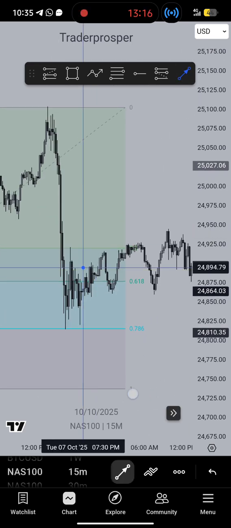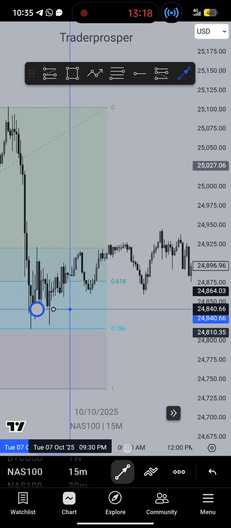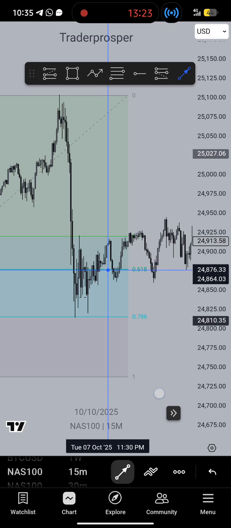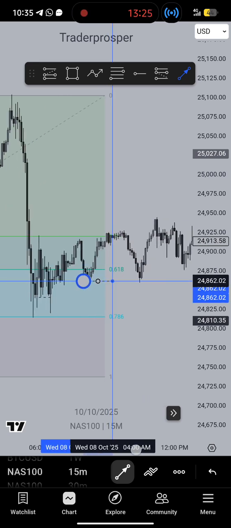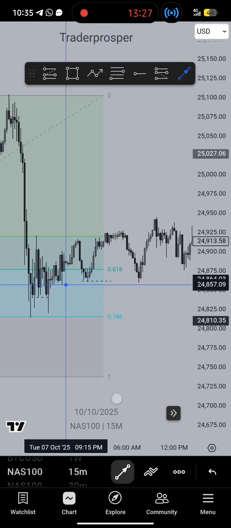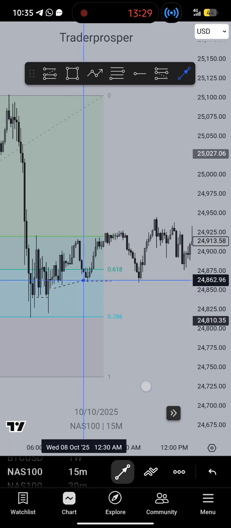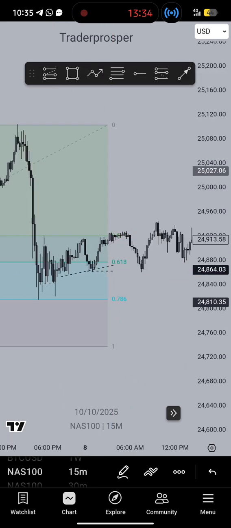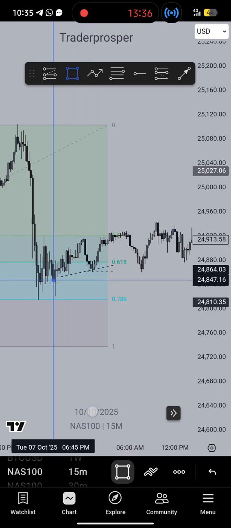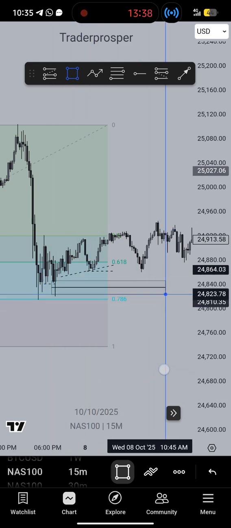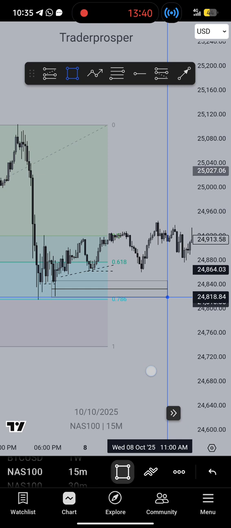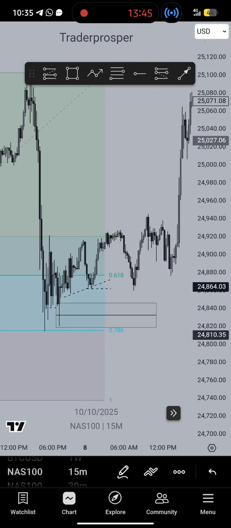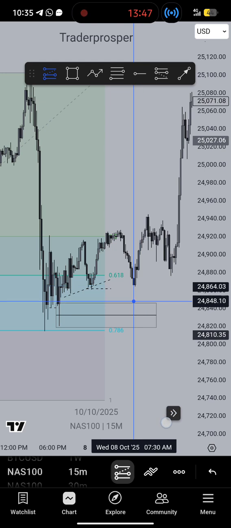Our entry model has already printed. This was a sweep. Okay, and we had liquidity here, and you can consider all of these liquidity. We had liquidity here, so there was liquidity to validate this down zone. So we took this wick as our breaker, as our order block, and we waited for market to tap us in and continue.